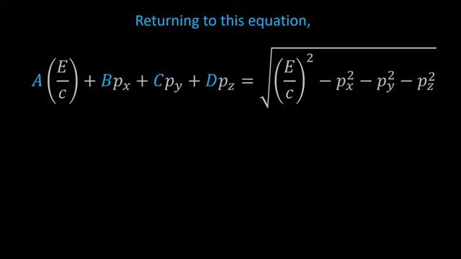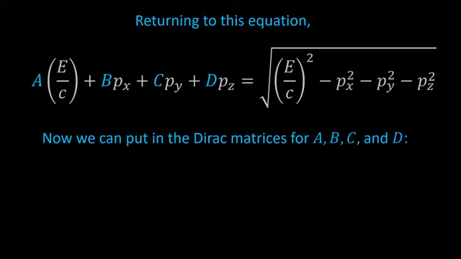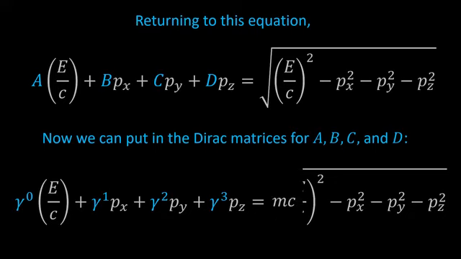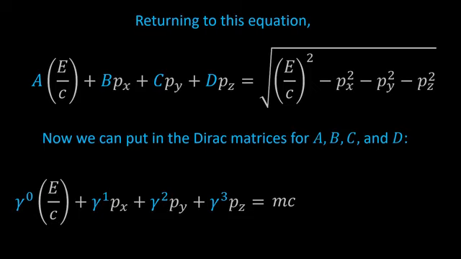So now, if we return to the equation where we took the square root of the mass shell, and we substitute in the Dirac matrices for A, B, C, and D, what we end up with is an equation where each of the gamma matrices is multiplied by each of the components of the 4 momentum of the particle. And that equals the square root of the 4 momentum dotted with itself, right? Which equals (mc) squared, and so you take the square root, you get mc. So effectively what we've done here is that we've taken the square root of the mass shell.